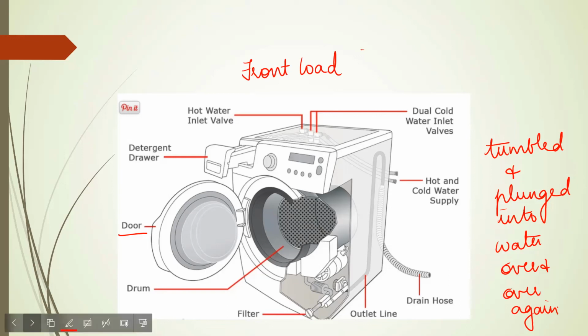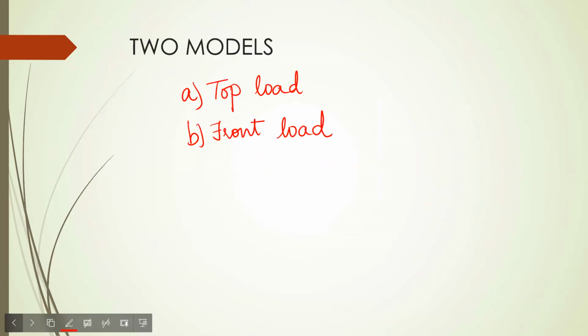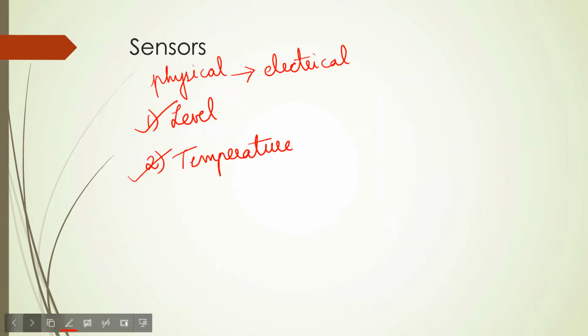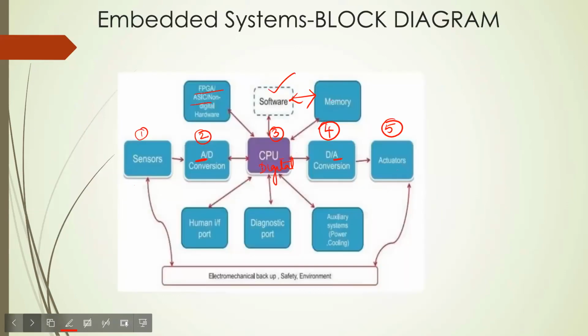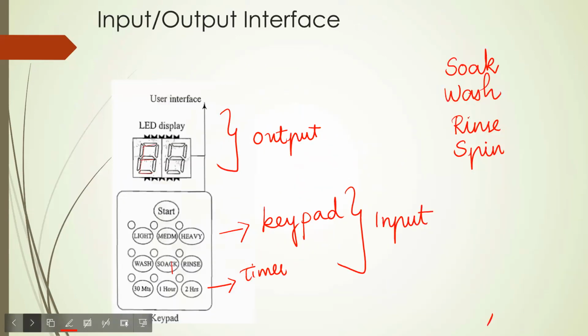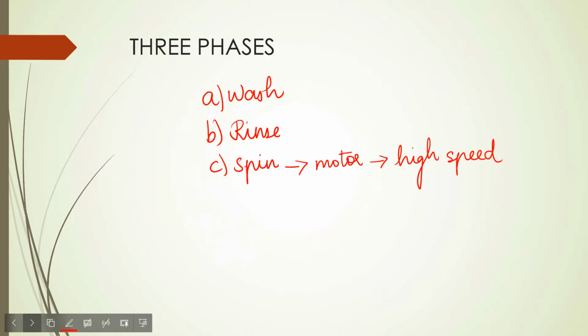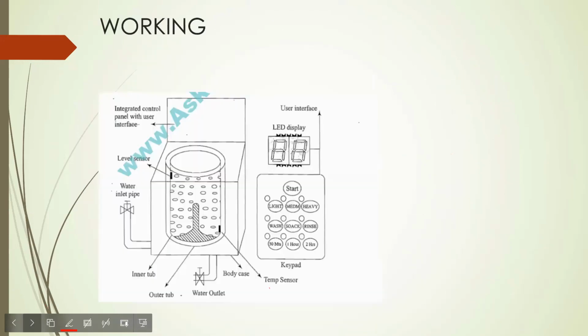So whenever they ask you about an application specific embedded system, you can take this washing machine as an example. First, you can draw the general block diagram. You can explain all the components used in the washing machine. Then you can explain the two loads, that is the top load and the front load. Then you can explain the three phases. Then you can explain the working of this with a block diagram.